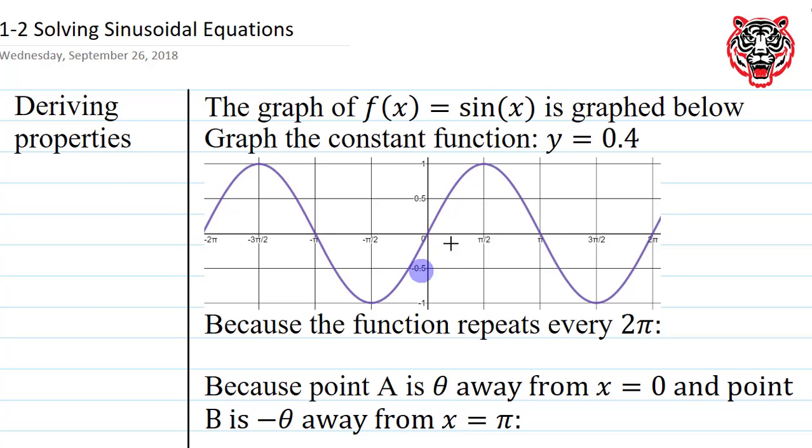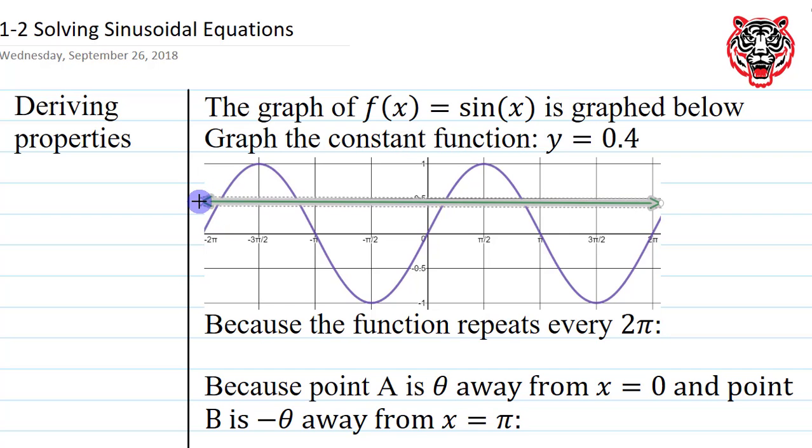So I graphed f of x equals sine of x here for you, and I want you two to graph the graph of y equals 0.4. What does that look like? The constant function. So go ahead and graph it now if you know it, and if you don't know it, hold on here for a few seconds, because 0.4 is going to be this horizontal line that goes through 0.4.